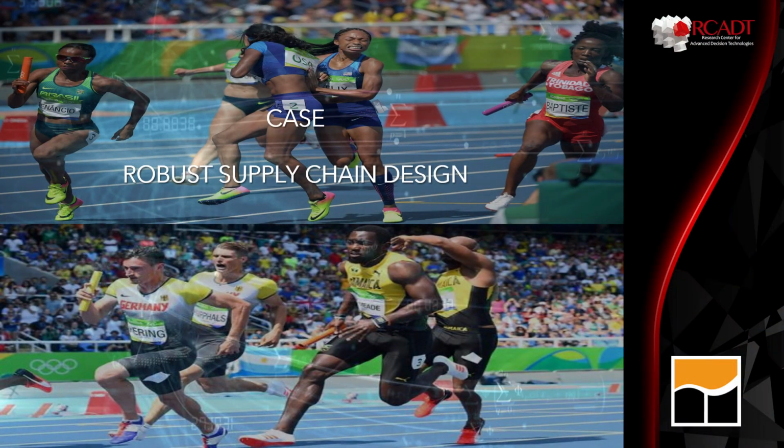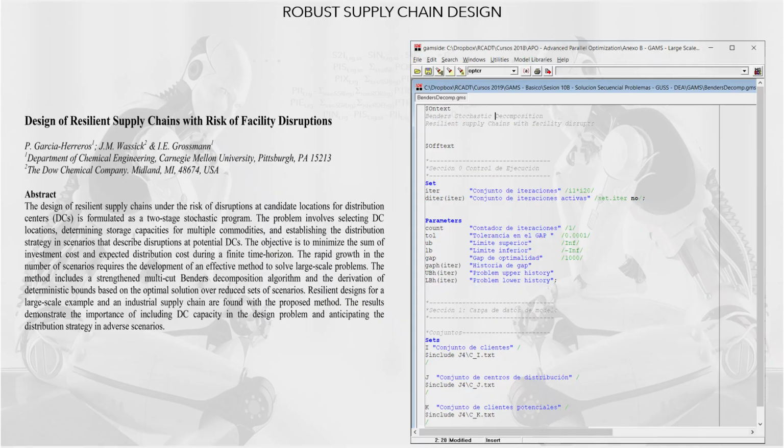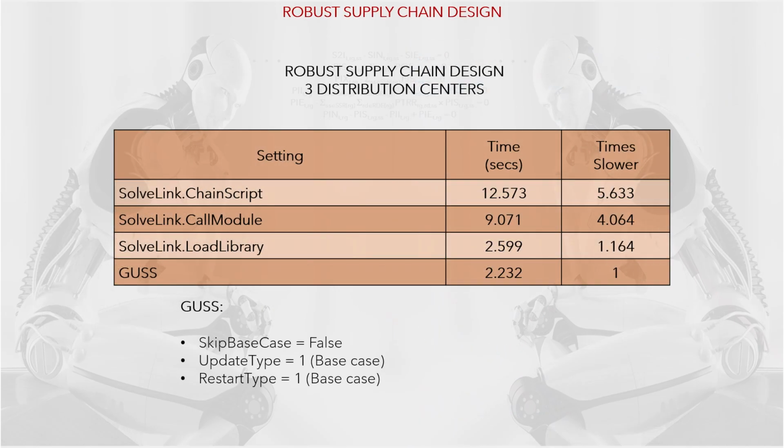Case, Robust Supply Chain Design. The article, Design of Resilient Supply Chains with Risk of Facility Disruption, is the source of this case. Case, Robust Supply Chain Design, 3 Distribution Centers. GUS Performance, 1. Solve Link Load Library, 1.164. Solve Link Default, 5.633.